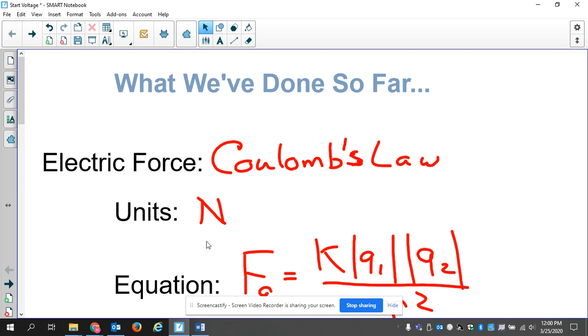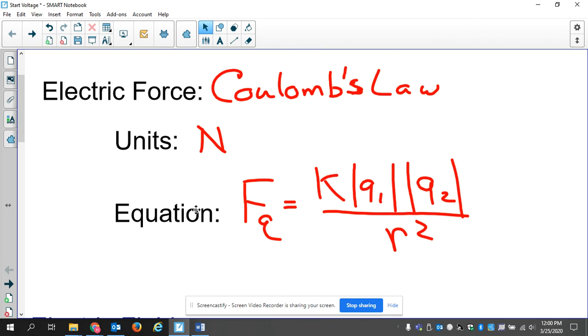All righty, let's take a look at some of this voltage and electric potential stuff. Just as a little recap for what we've done so far, we've talked about electric force, or forces between electric charges, and that's called Coulomb's law. The units we used there were newtons because it's a force. And the equation we have to play with is F sub Q is K Q1 Q2 over R squared.